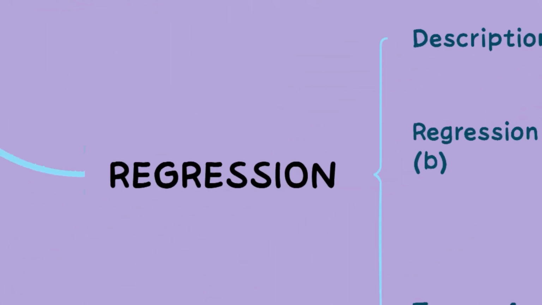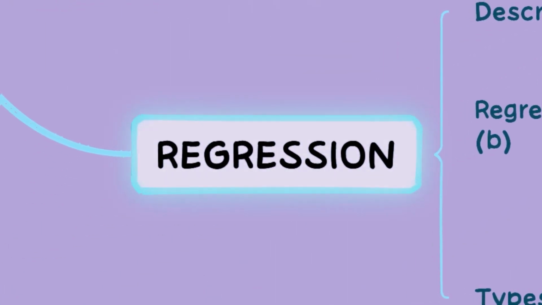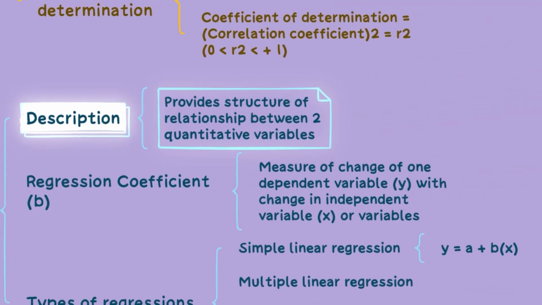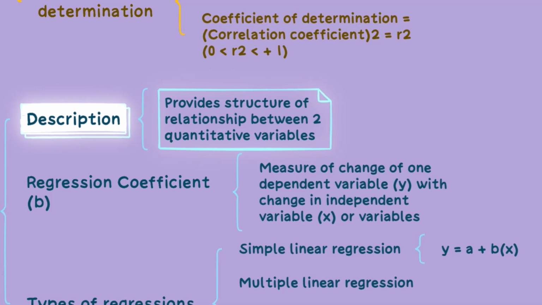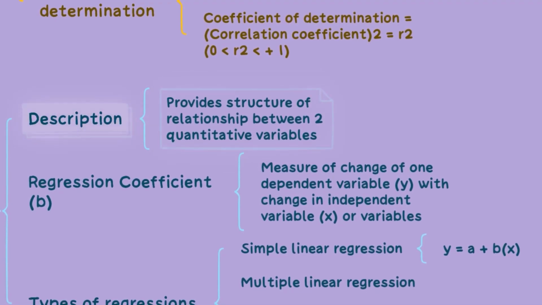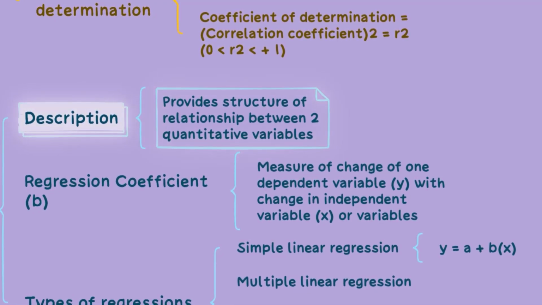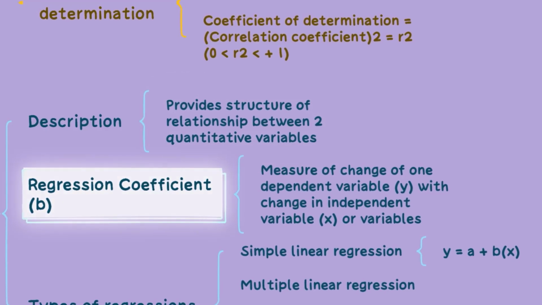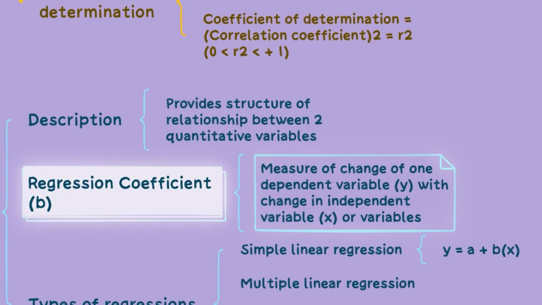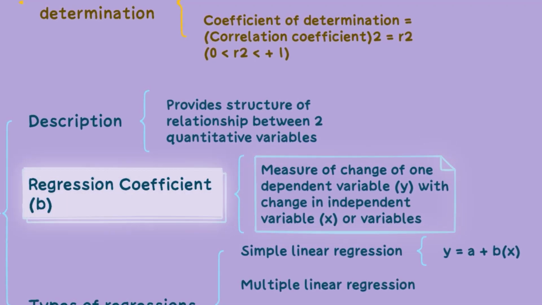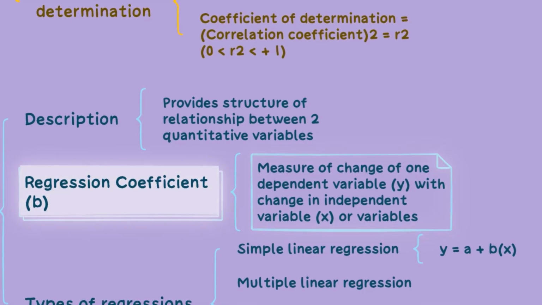Coming to the next part, regression analysis. Regression analysis is a statistical technique that helps establish the structure of the relationship between two quantitative variables. One important aspect of regression analysis is the regression coefficient. It measures the change in the dependent variable associated with a unit change in the independent variable or variables.